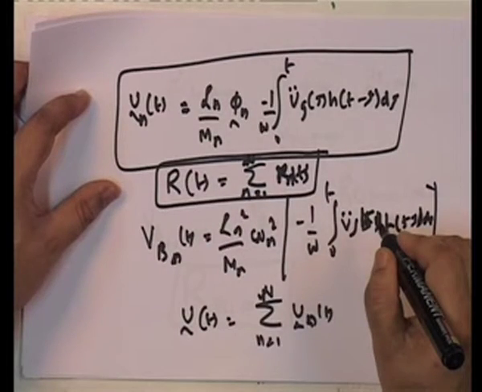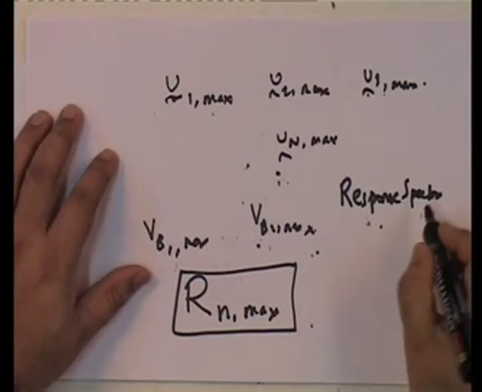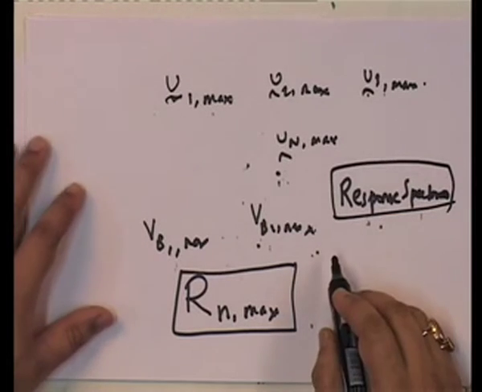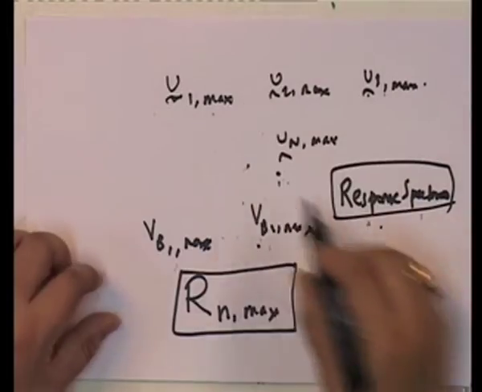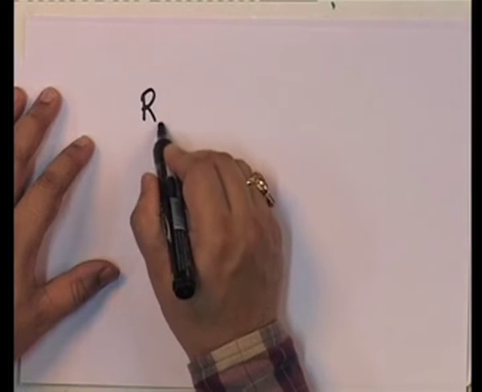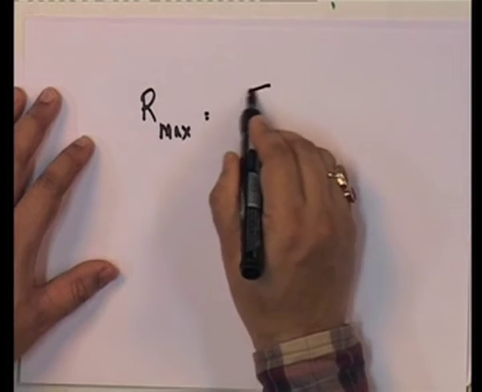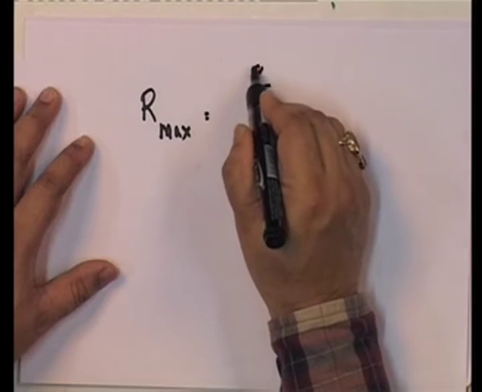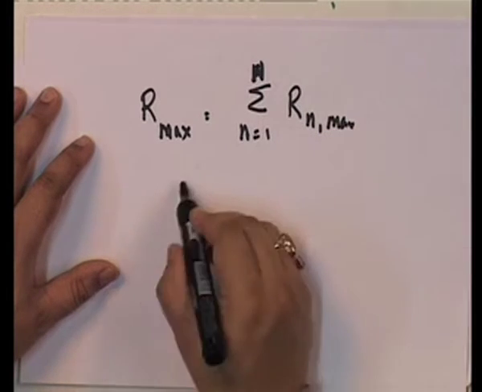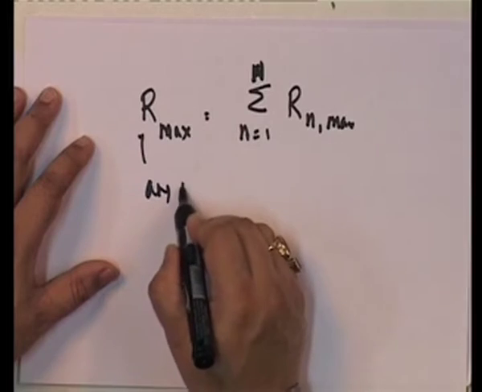The problem that I have when I am using the response spectra is that I only get max values in every mode. Now, one of the things that you could say is, well, so what? Could I find out, for example, R max is equal to the summation n going from 1 to N of R_n, where R is any response?